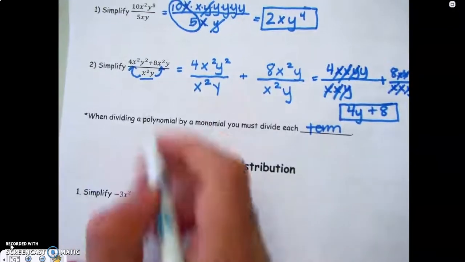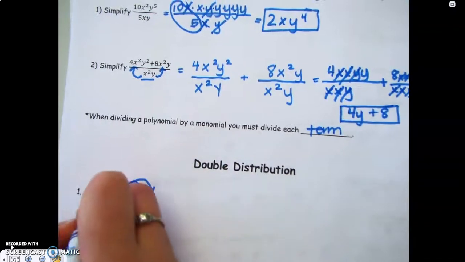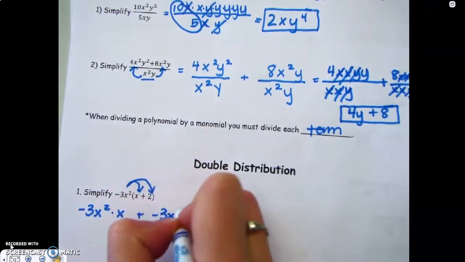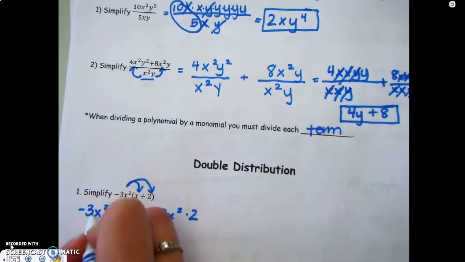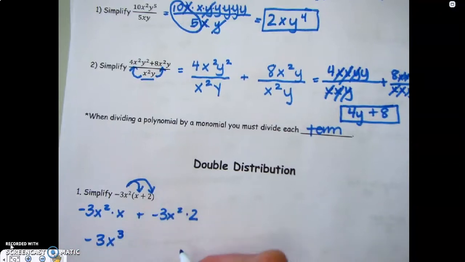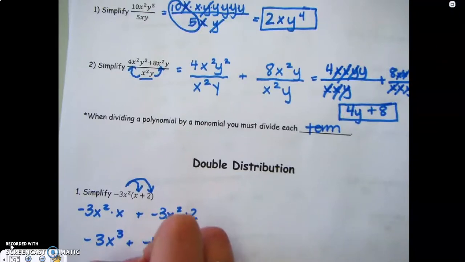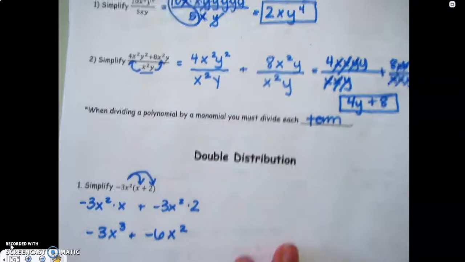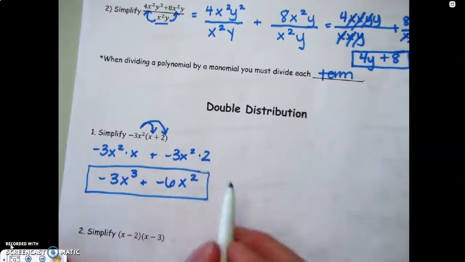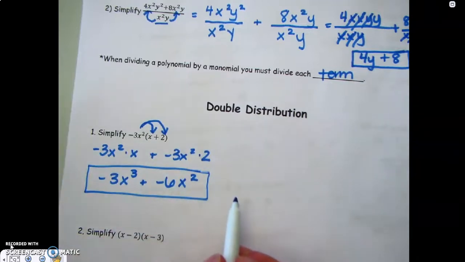So if I want to simplify this, I'm really doing this multiplication. I'm really doing negative 3x squared times x plus negative 3x squared times 2. And so when I do that, 2x is here, 1x here, gives me x to the third. A negative 3x squared times 2 is negative 6x squared. And again, these are unlike terms, so I cannot combine them. They have different exponents, so they're not like. Okay, so that is regular distribution.